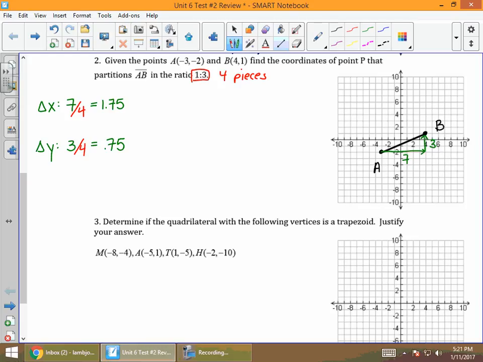All right, so 4 pieces. Start with A. The first point is -3, -2. I'm going to work my way down to point B, which is at 4, 1.